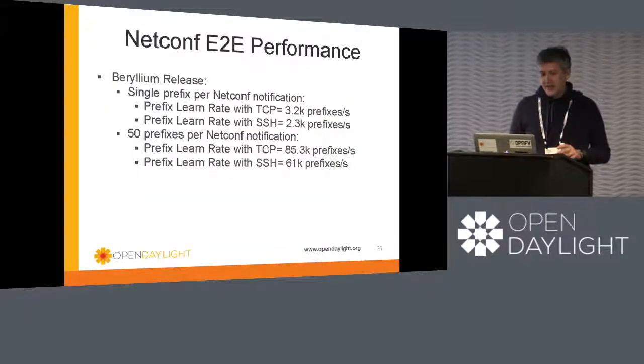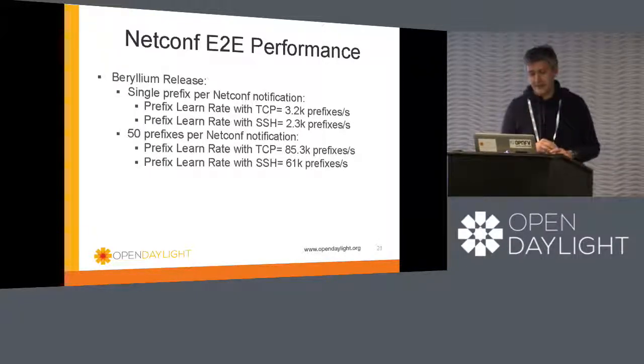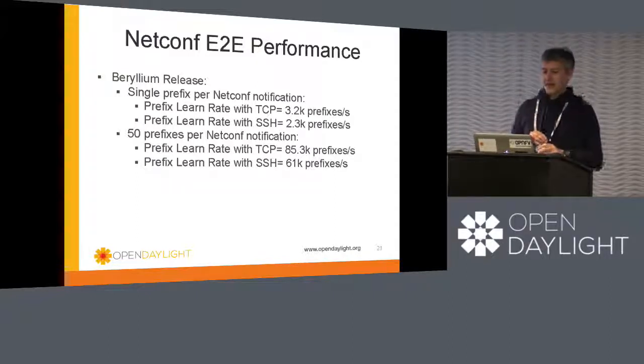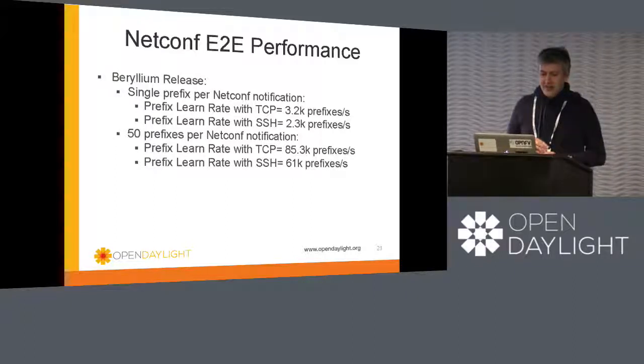So what are the numbers there? For this test, the REST interface provides both single and batching kinds of programming. For the single prefix, we get 3,000 prefixes per second, and in the case of SSH, we get 2,300 per second. For 50 prefixes, when we batch these requests, we get much more: 85 prefixes per second and then 61K prefixes per second.